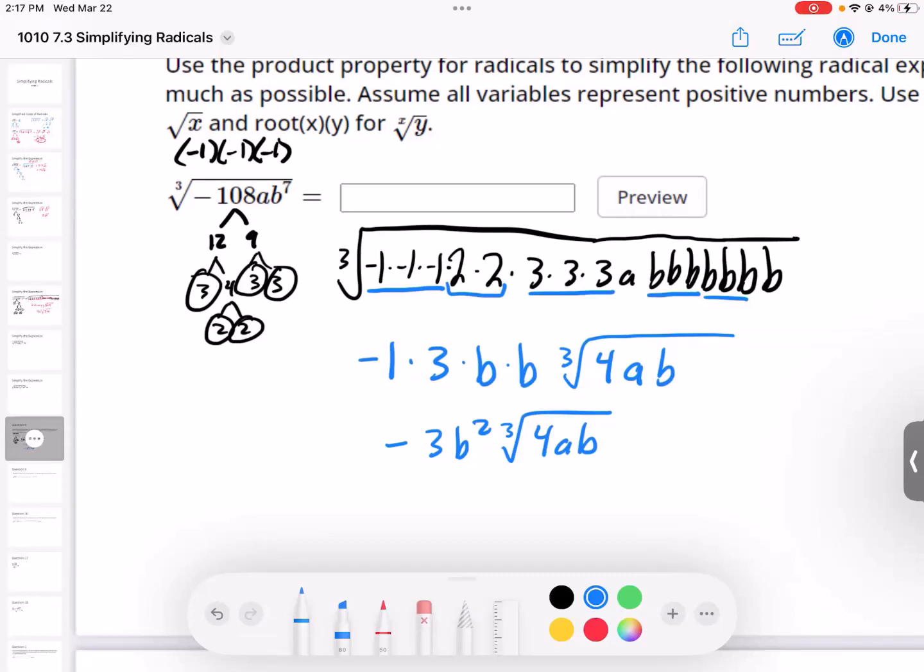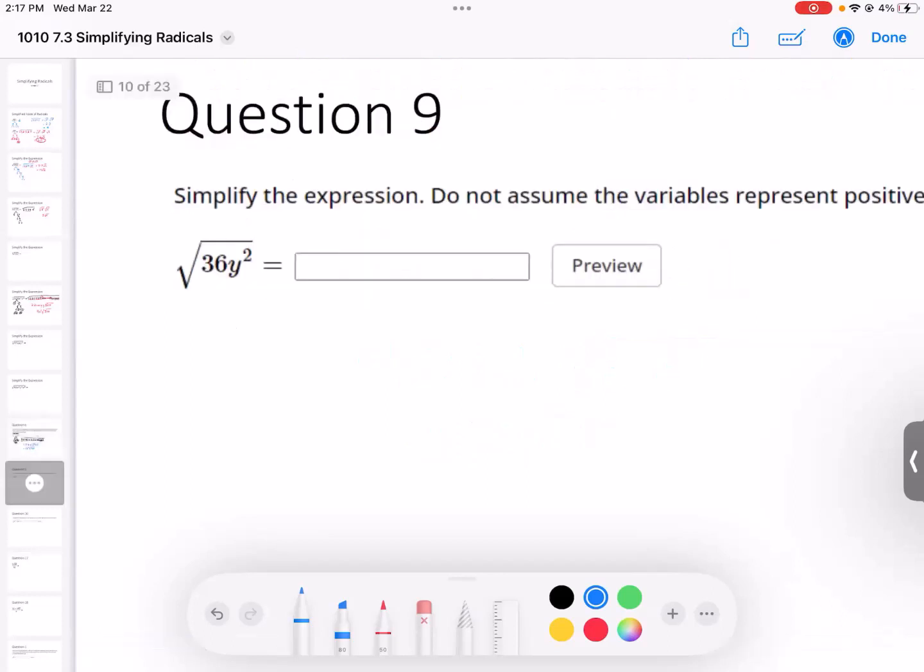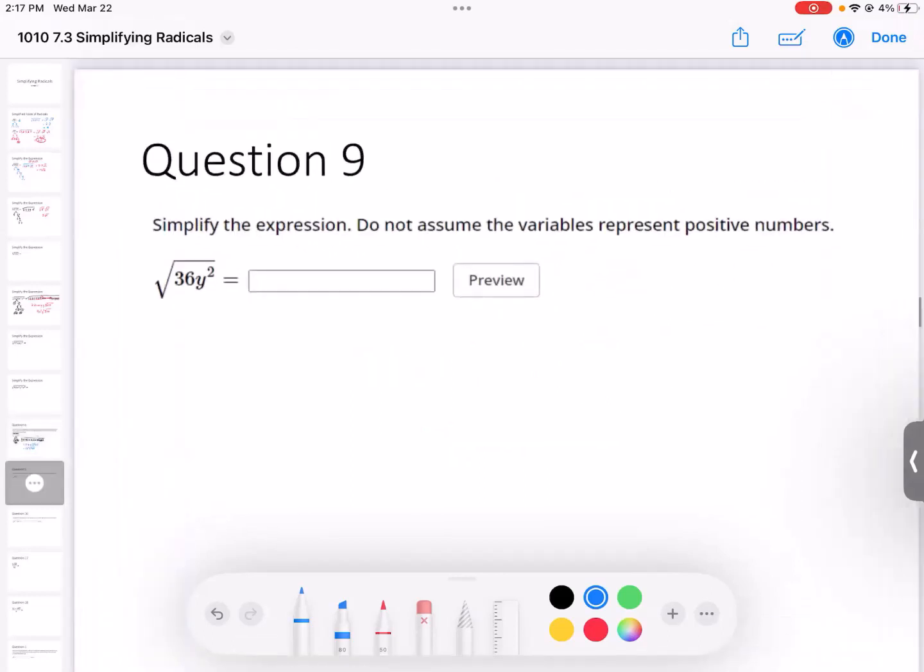All right, so that's question 6. I think there was this concept that is important. I think it's on question 9 and 10. On most of the questions, it will say that you can assume that the variables are positive, but on some of them, it will say do not assume that the variables are positive numbers, in which case you need to use an absolute value to make your answer positive.